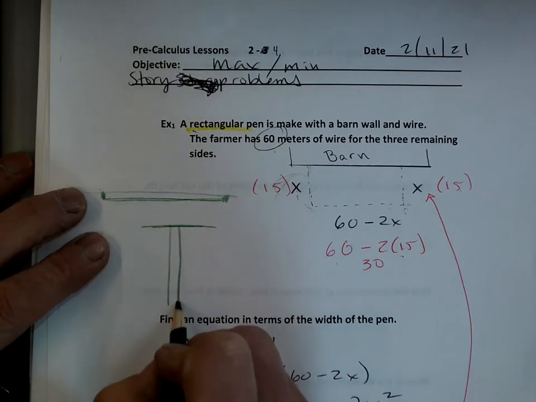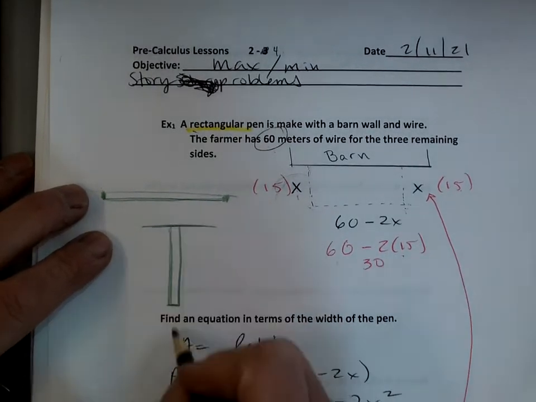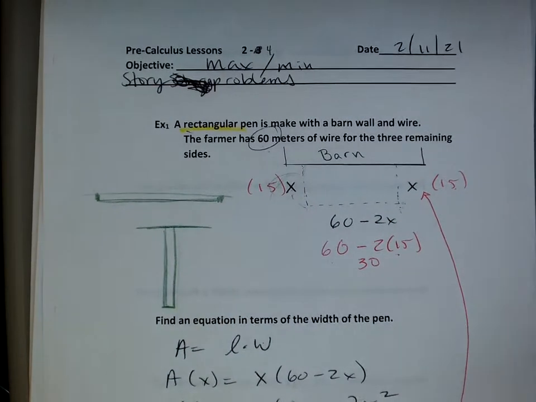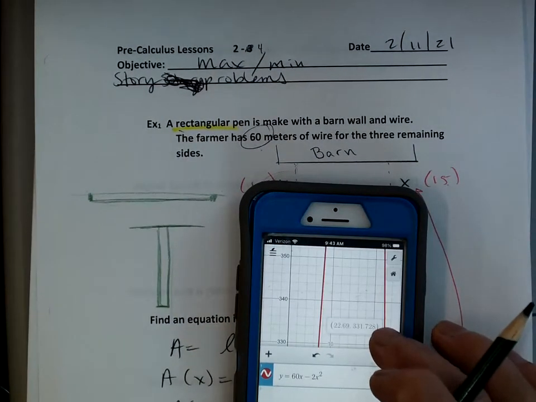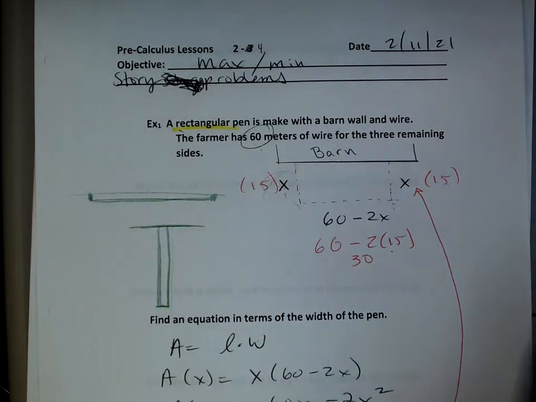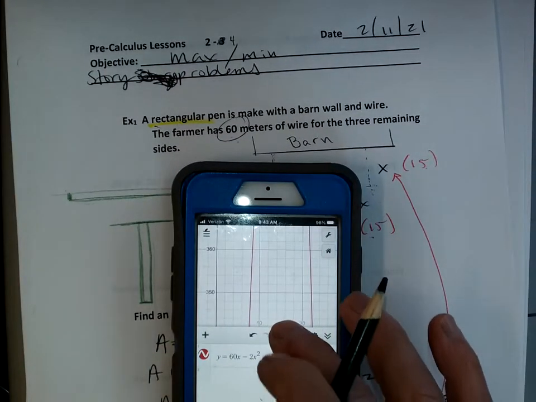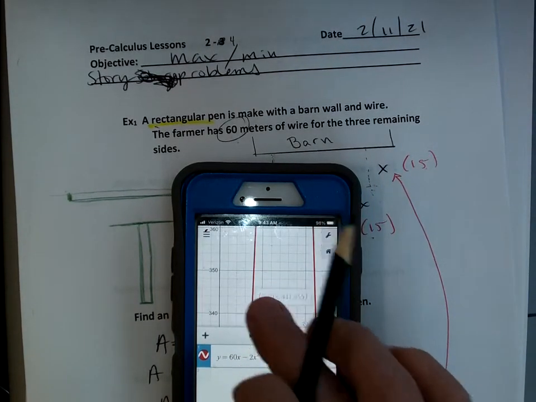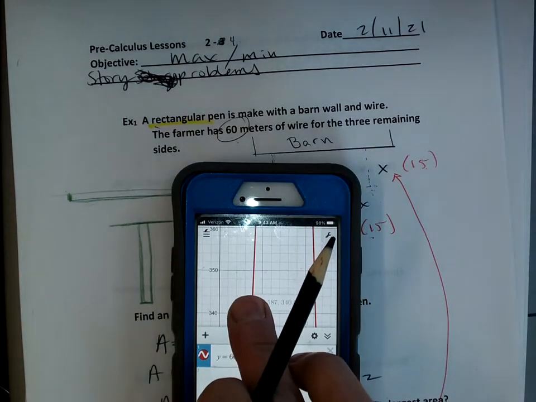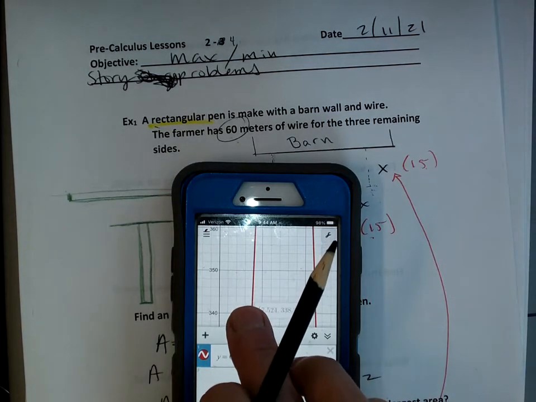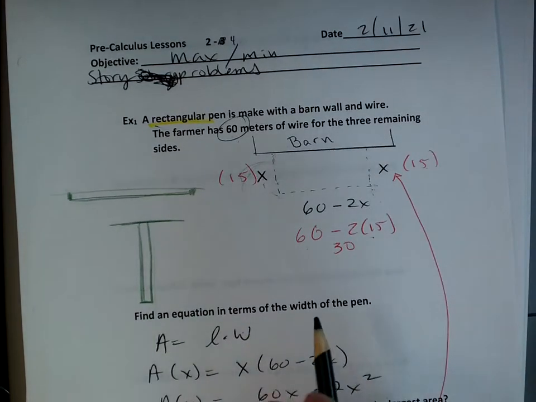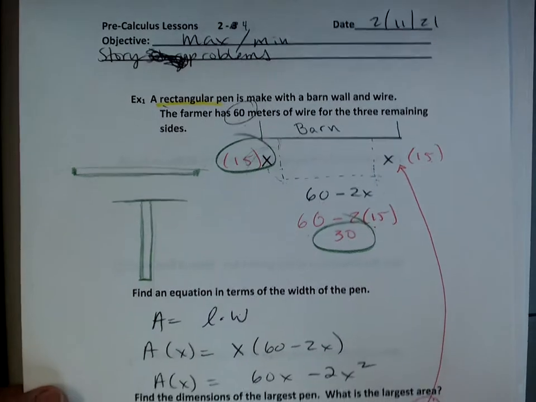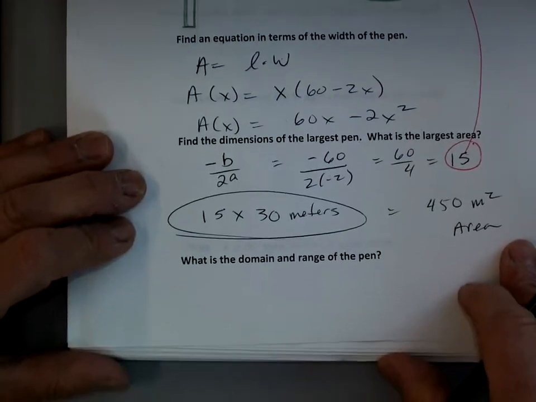Or I could have built my fence something like this, with a really long width and short height. That would represent something over here. So the graph shows all the possible fences, all the possible widths. There's a width and an area, right? By this, we can see that definitely, if we want the biggest fence, make this one, correct? Does that make sense?